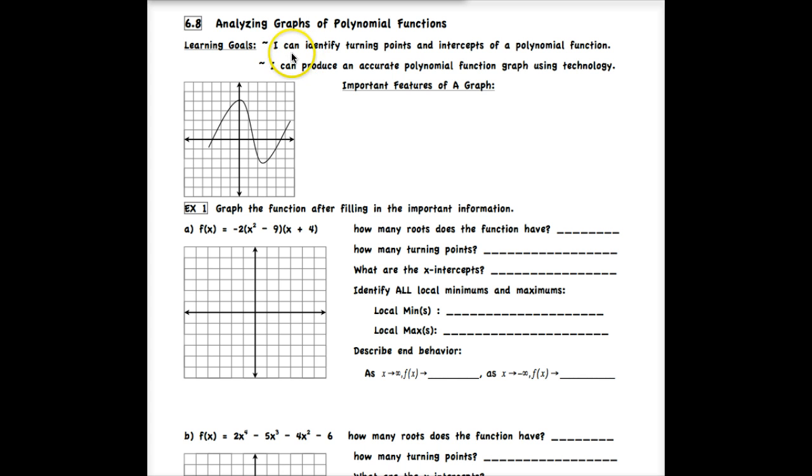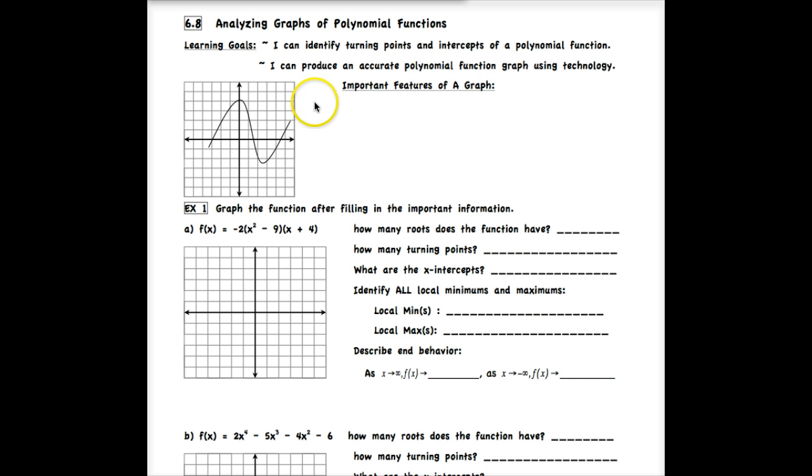So our first learning goal is that we are able to identify what are called turning points as well as intercepts of a polynomial function, and that we are able to produce an accurate polynomial function graph using our technology. So before we get into our examples, I just want to talk about this polynomial that I've already got graphed on here for you and talk about the different important features that you're going to be identifying and what those look like on a specific polynomial.